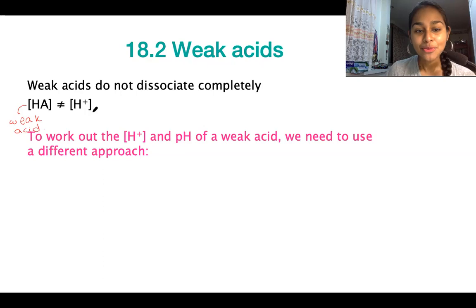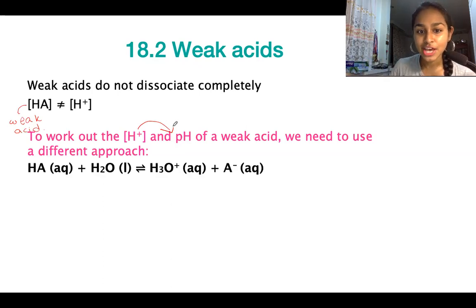Okay, so what that means, therefore, is that to work out the hydrogen ion concentration and consequently the pH, we need to take a different approach. We can't just input this into the formula straight away. So in order to work out this different approach, let's look at a dissociation reaction of a weak acid. So I've got a weak acid here dissociating into H plus or H3O plus and A minus.